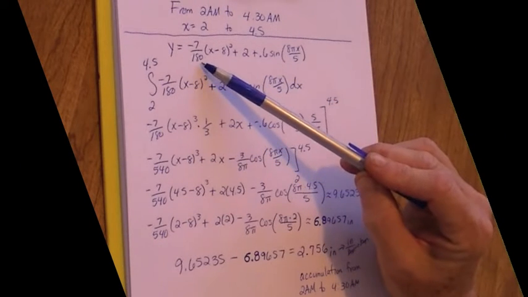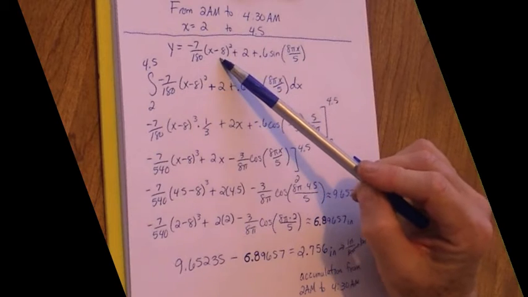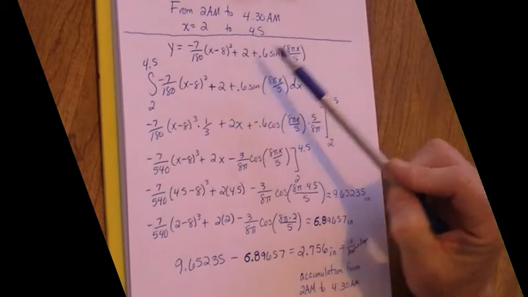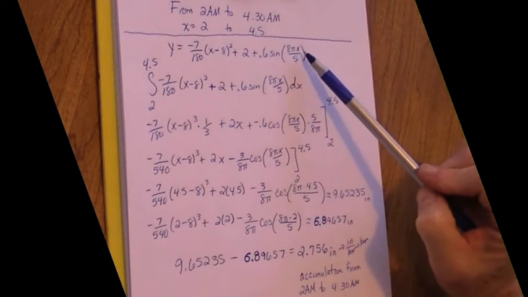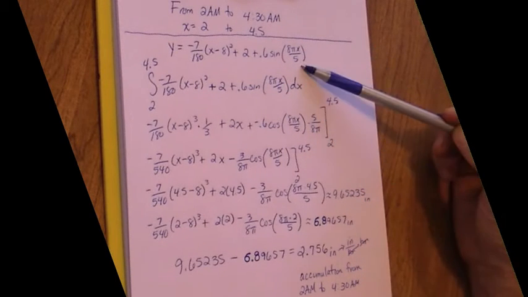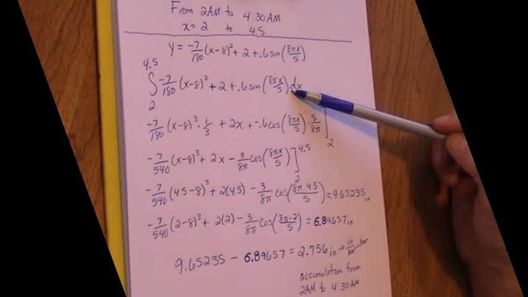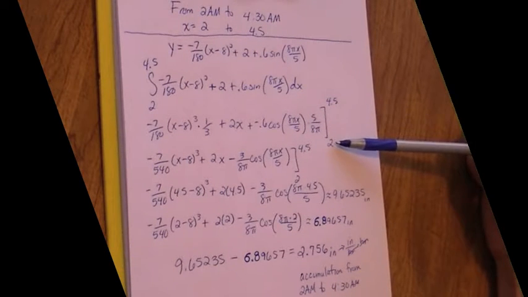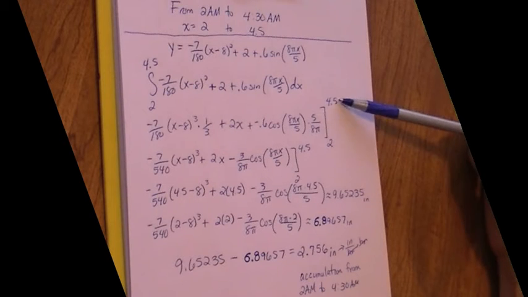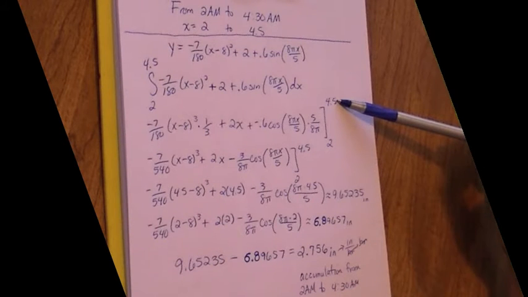is given by -7/180 times (x - 8) squared plus 2 plus the sine wave 0.6 sine of 8 pi x over 5. The fundamental theorem of calculus tells us that the area between a curve and the x-axis can be found by finding the antiderivative of your curve and evaluating it at your endpoints. So our endpoints are lower limit of 2 for 2 a.m., upper limit of 4.5 for 4:30 a.m.